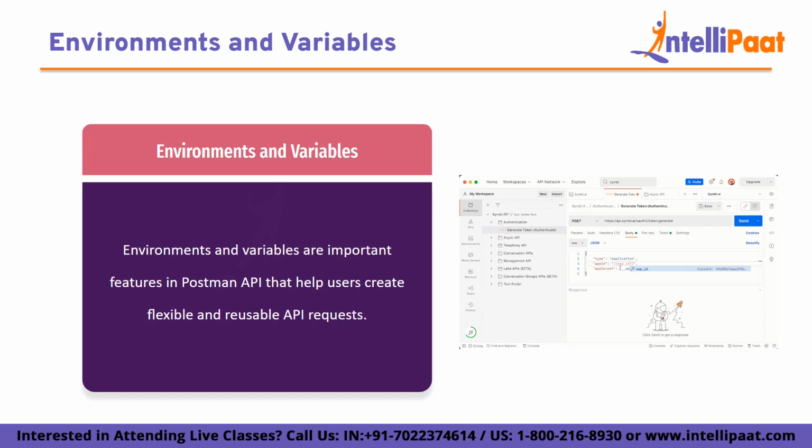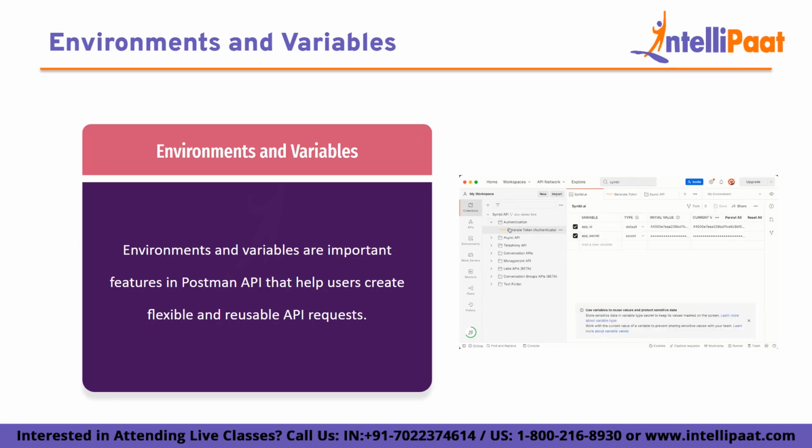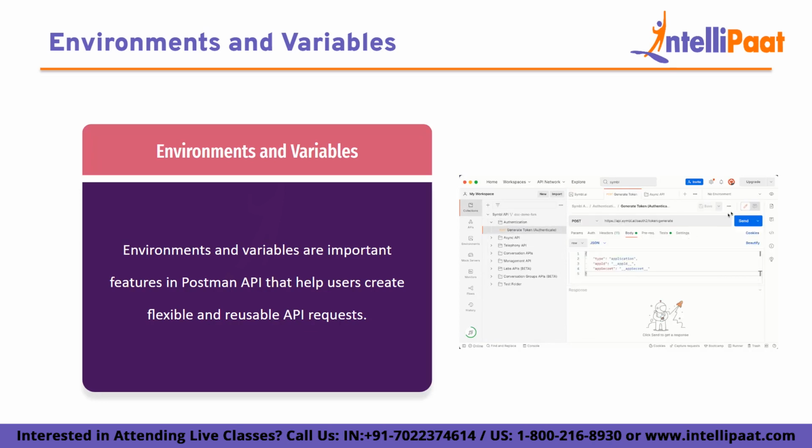In addition to defining variables, Postman provides a variety of built-in functions that can be used to manipulate and transform variables. For example, users can use the random function to generate random values, or the timestamp function to insert the current timestamp into a request.